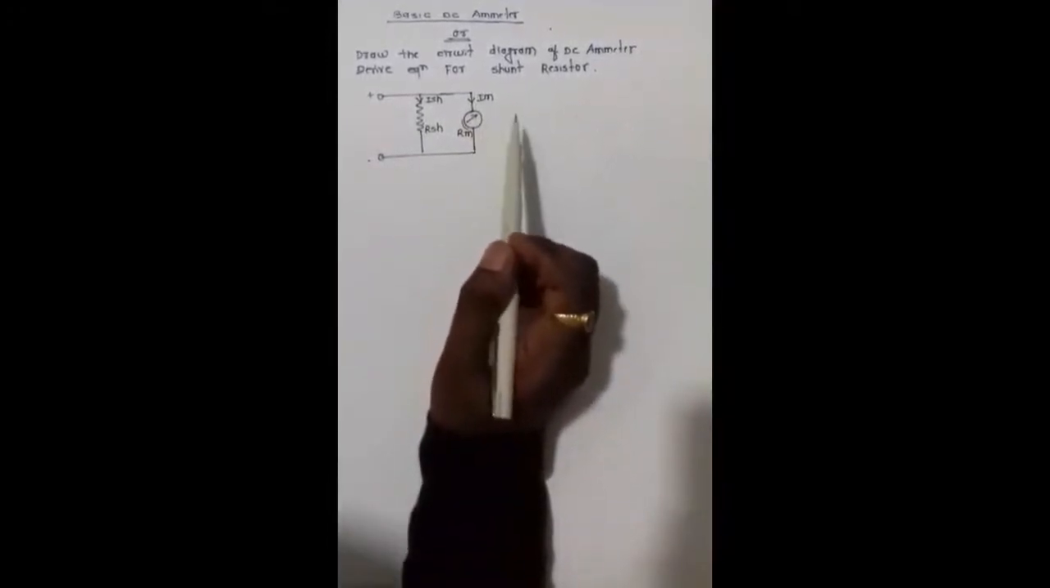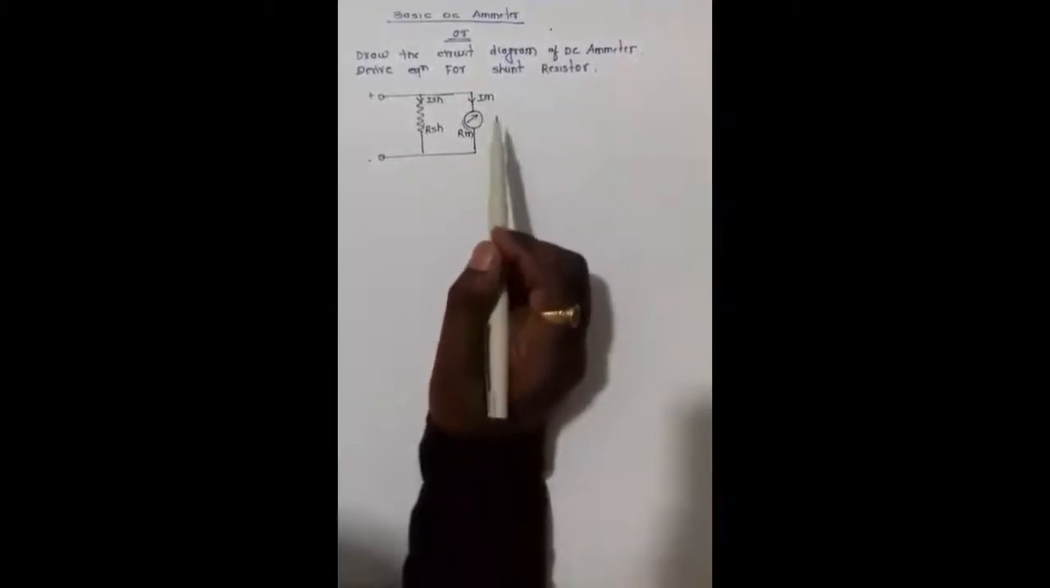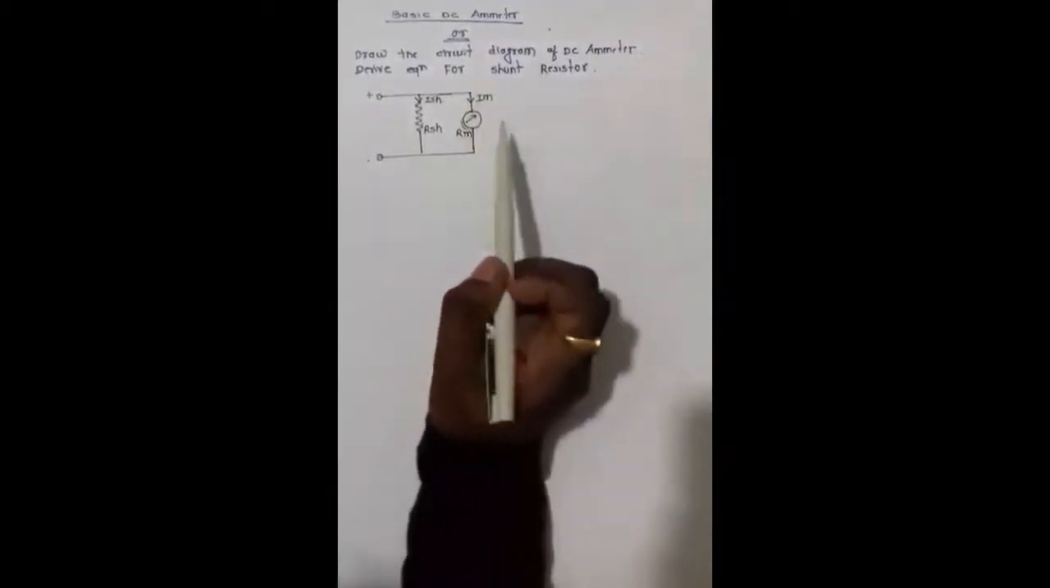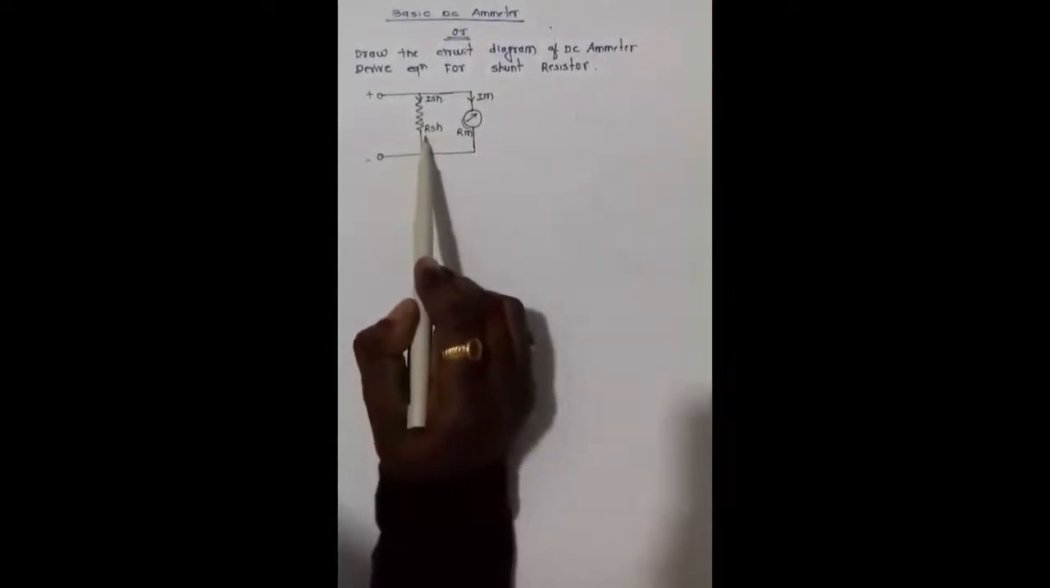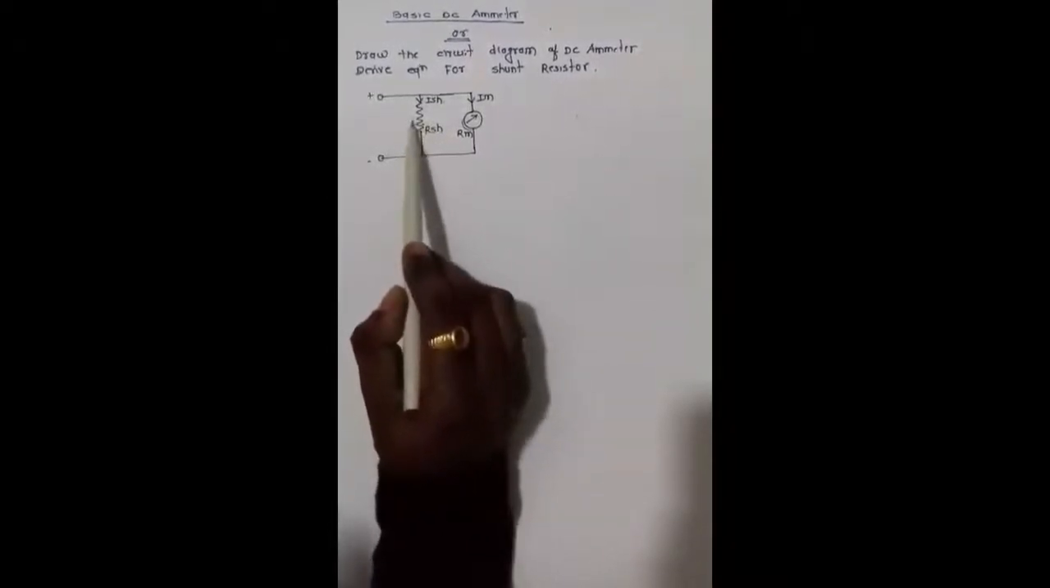If we pass a larger current, that is more than 100 milliampere, through the coil, in that case the construction becomes bulky. To avoid this, a resistor is connected in parallel with the meter. Here the resistance RSH, shunt resistance, is the resistance connected in parallel with the meter.